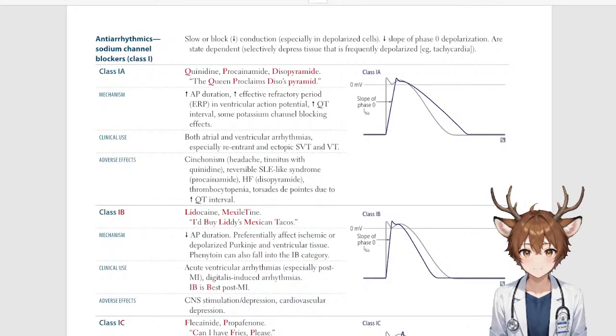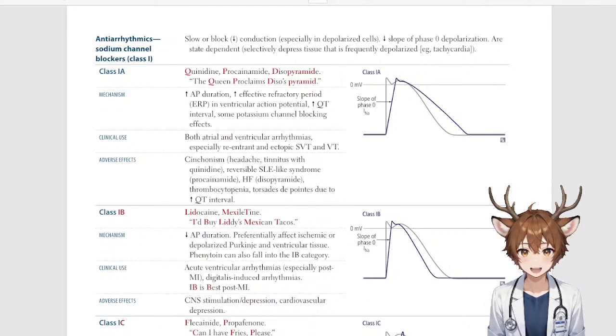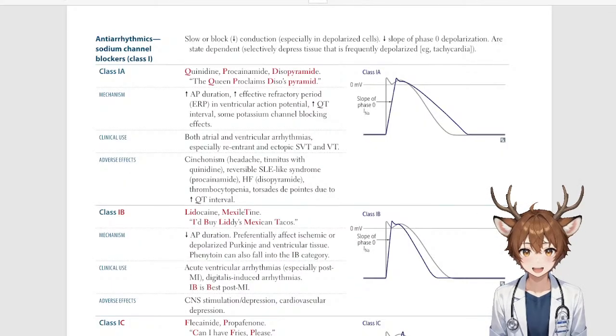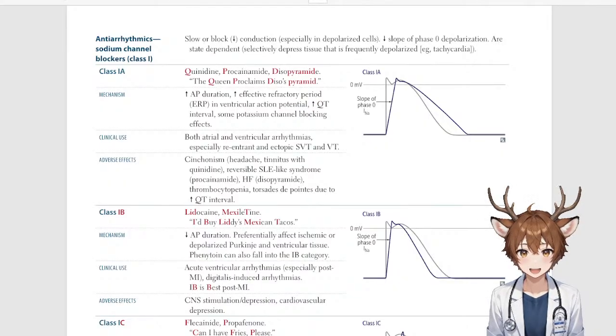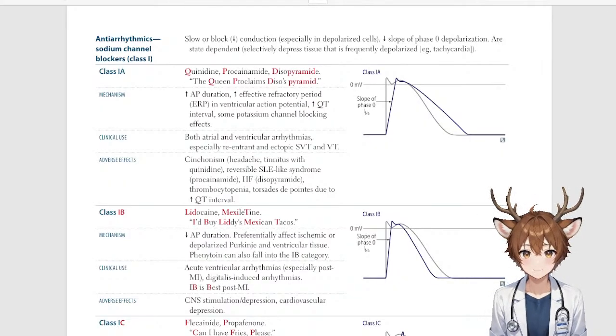Class 1B, lidocaine, mexiletine. I'd like to buy Liddy's Mexican tacos. Okay, whatever. Lidocaine and mexiletine. Those are class 1B. Mechanism.